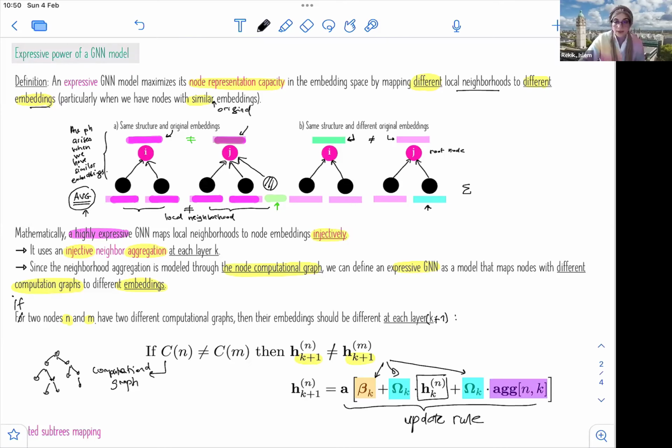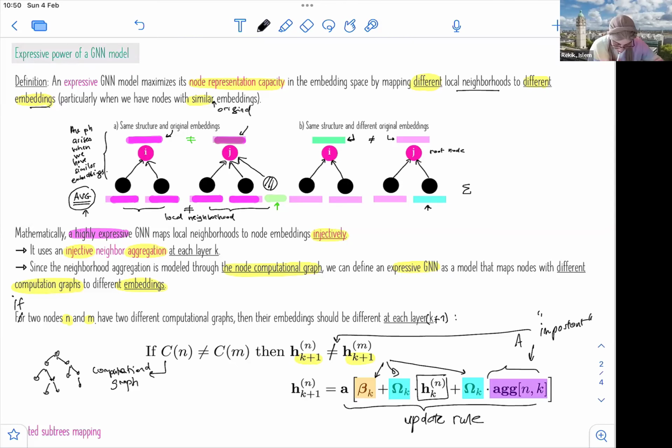The embedding in the previous layer k, and the aggregation across neighbors, depends on the matrix A, right? So this term is very important. It will define, or influence, this difference right here. That's why the statement mentions that an expressive GNN will have an injective neighbor aggregation function. All right, cool.